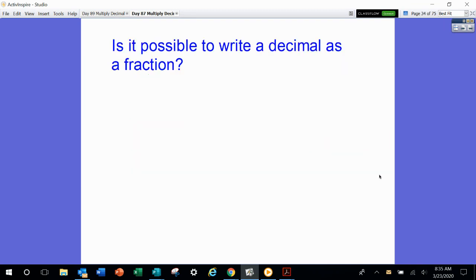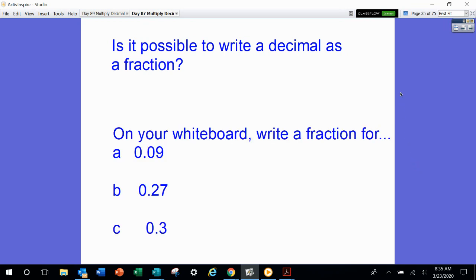Is it possible to write a decimal as a fraction? Hopefully at this point in the year we know that's true. Every decimal I say the same way as I say a fraction: 2/10, 3/100, 52 thousandths. I can do that and write the decimal as a fraction. So on your whiteboard or piece of paper, go ahead and try to write a fraction for 9/100, 27/100, and this decimal here that I'm going to let you try without me actually saying it, because that helps a little too much.